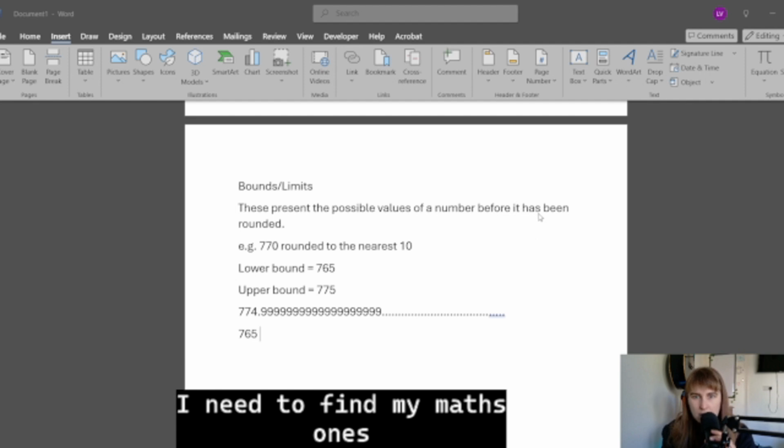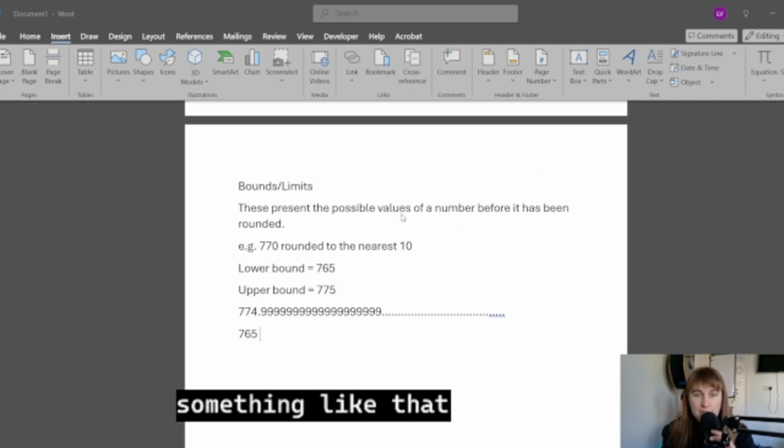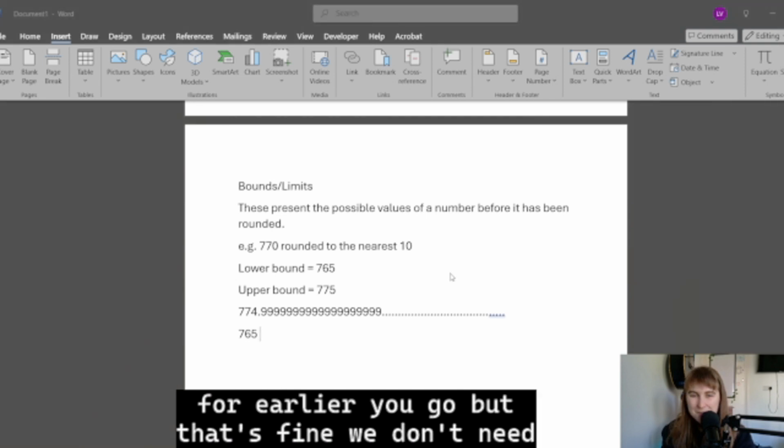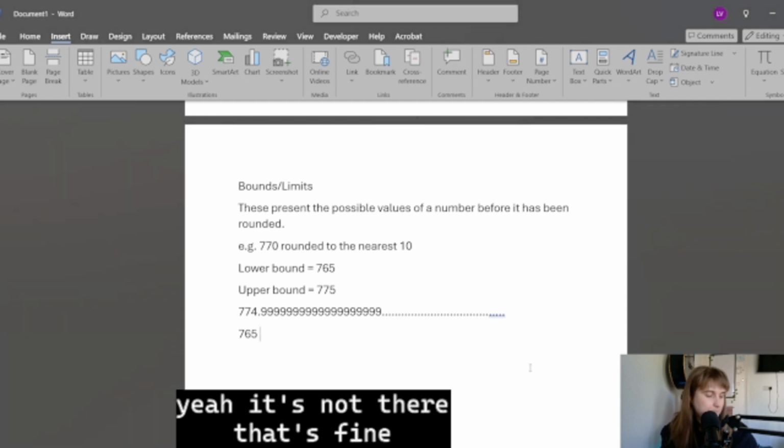Okay. Something like that. Oh, these are squiggly equals. That's what I was looking for earlier. There you go. But that's fine. We don't need that now. Yeah, no, it's not there. That's fine. I'm going to do it with my pen.